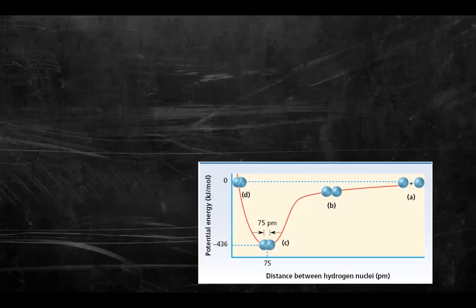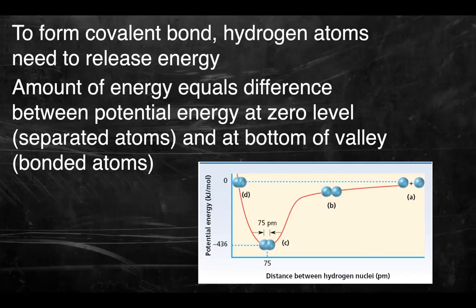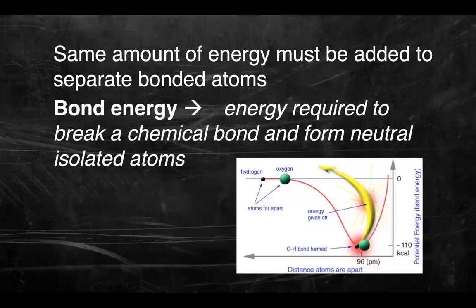So here you've got a hydrogen molecule. If the hydrogen atoms release 436 kilojoules of energy when they form the bond, in order to break the bond, you're going to have to add at least 436 kilojoules of energy per mole. And that is a second characteristic of covalent bonds. That's called bond energy, the energy required to break a chemical bond and form neutral isolated atoms.